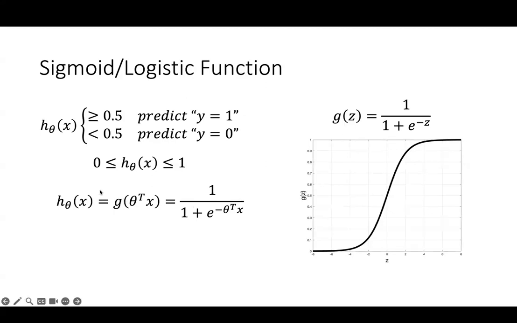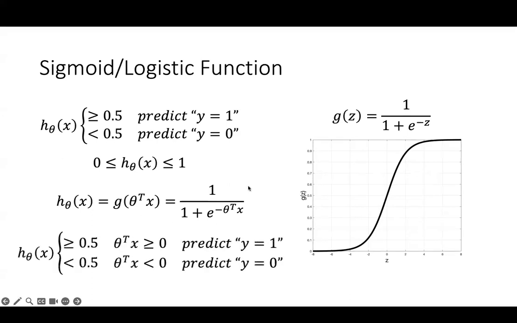So, how do you incorporate that sa ating algorithm? So, before, yung h theta, we set it sa linear regression, we set h theta equal to theta transpose times x. Ngayon, we're going to set h theta, the hypothesis, equal to the logistic function where the dependent variable is theta transpose times x. So yung z dito is theta transpose times x.